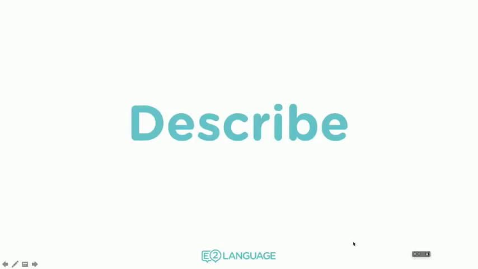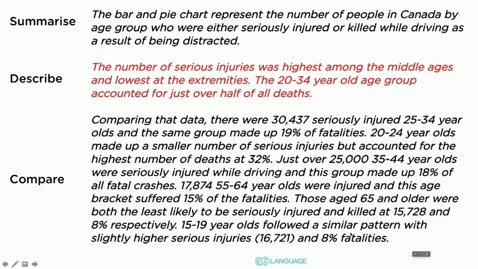Cool. All right. Now we're going to move on to the description, because you need to describe. So here's mine. I said the number of serious injuries was highest among the middle ages and lowest at the extremities. The 20 to 34-year-old age group accounted for just over half of all deaths.